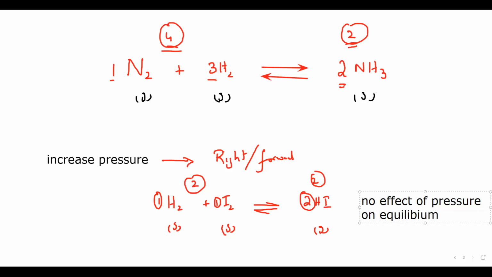Why is there no effect of pressure on equilibrium? Because the total number of particles of the gaseous reactants is the same as that of the products. So when the number of particles is the same, the equilibrium is not affected by changing the pressure. If we increase the pressure, it will shift towards the right hand side. If we decrease the pressure, it will shift towards the left hand side.